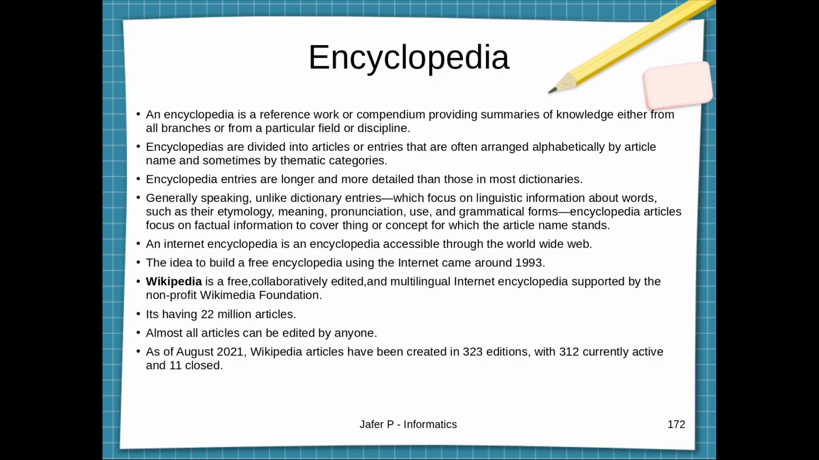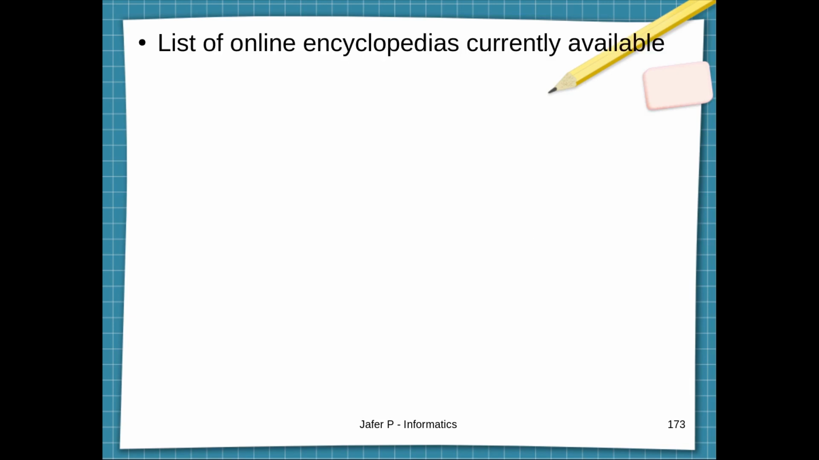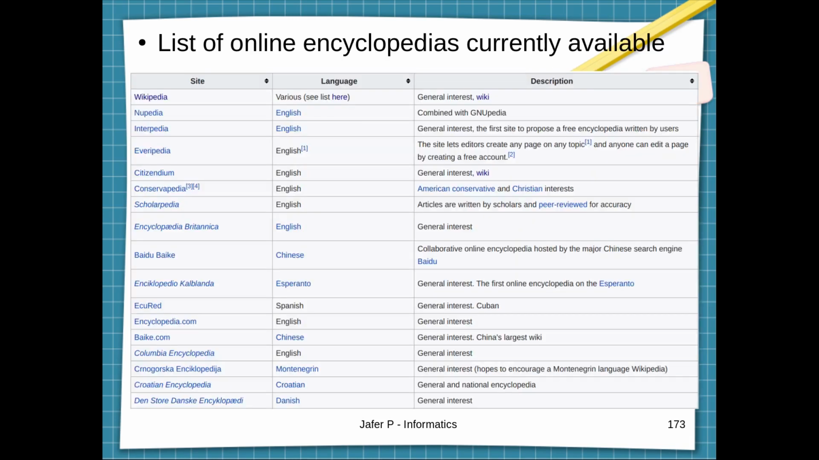As of August 2021, Wikipedia articles have been created in 323 editions, with 312 currently active and 11 closed, right? Then the list of online encyclopedias currently available. Let's see the list of online encyclopedias. In this you can see the site Wikipedia.